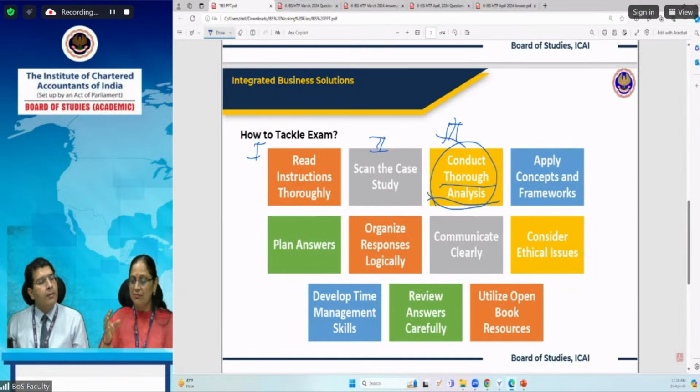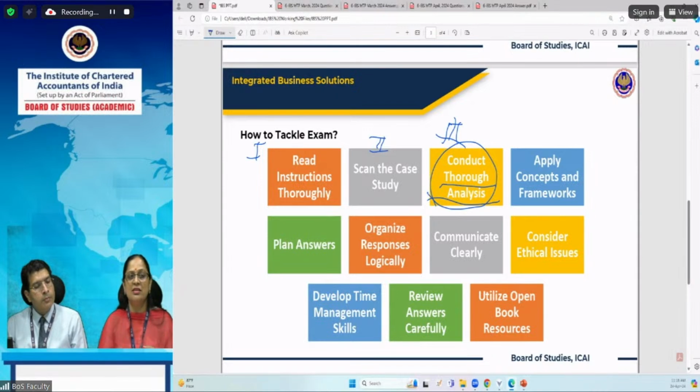Then we need to tell them that in this question, the word "not" is being used, and you are reading from the point of view of which one is correct. But in this question, it is being asked which is not correct. So you need to read the question very, very carefully. Then you need to conduct thorough analysis. Which are the subjects involved? Which are the concepts involved? You need to apply those concepts.